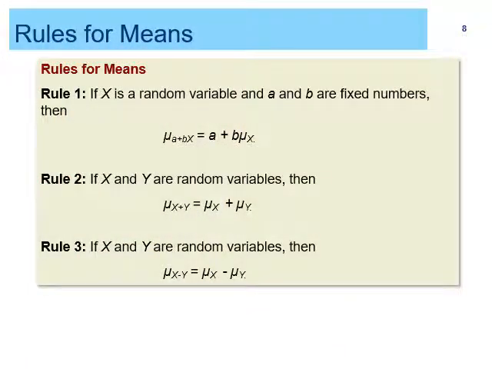So here are the rules for means, rules 1, 2, 3, and first we will take rule 2. It's simple. It's saying that if x and y are random variables, then mu of x plus y is equal to mu x plus mu y. And when we subtract, it would be mu x minus mu y. Whereas if x is a random variable and a and b are fixed numbers, then mu of a plus b x is equal to a plus b mu x. We will understand this by an example.